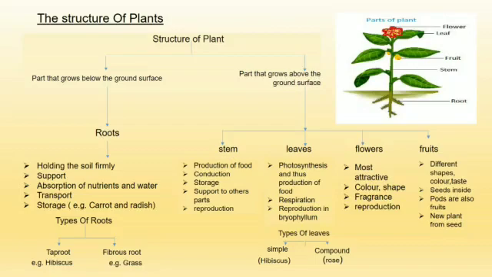Now let's learn the structure of plants. Plant structure can generally be divided into two parts. Parts that grow below the ground surface, like root, while parts that grow above the ground surface, like stem, leaves, flowers and fruit. Let us study about this structure of plants in detail.